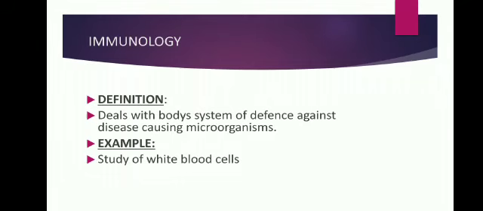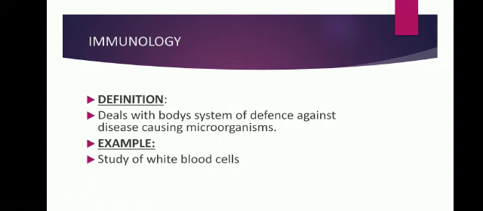The next branch is immunology. The word immuno comes from the word immune system. An immune system is a system of our body that helps to defend our body against different diseases. This branch deals with the body system of defense against disease-causing microorganisms. So the study of the immune system is basically known as immunology.